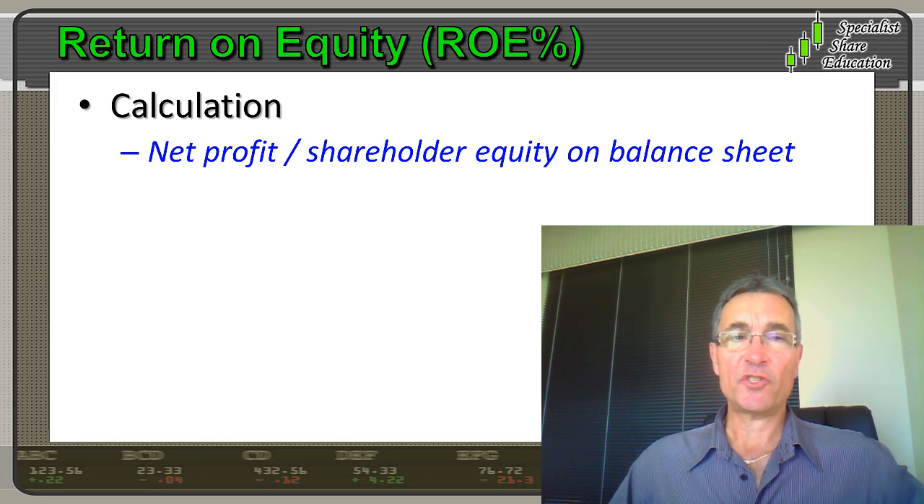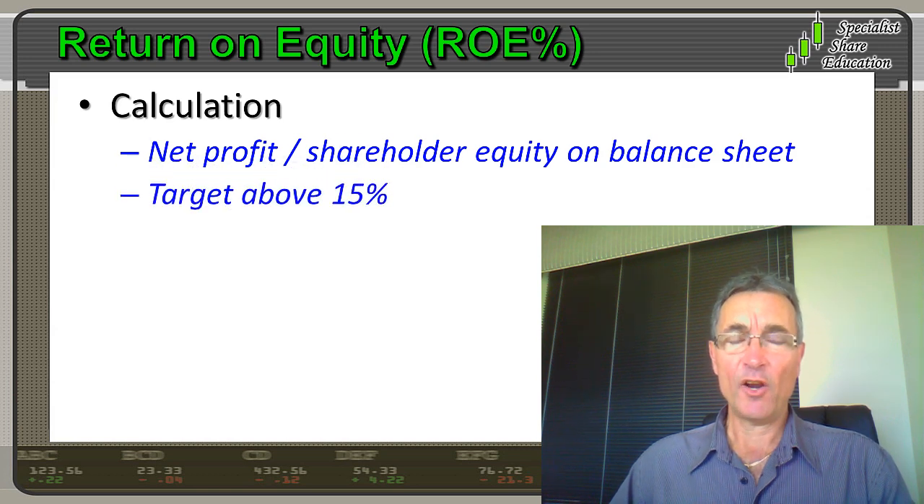So if you want to calculate return on equity, it's the net profit divided by the shareholder equity on the balance sheet. And I'm targeting above 15%. Now, if you put your money in the bank at, let's say, 3 or 4%, then your return on your equity is 3 or 4%. When you invest in a company that is returning, let's say, 20 or 25% return on equity, then that's the return that you're getting. That's not to do with the share price, but that is the return that the company is generating on your money.